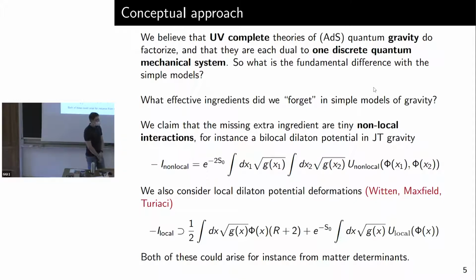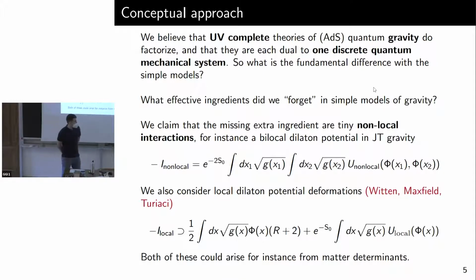And then the question becomes, what is the fundamental difference between such theories, UV complete theories, and these simple models of gravity? Are there any effective ingredients that we forgot in our simple models that we can add to the theory to understand in a tangible way how this problem is resolved in UV complete theories?